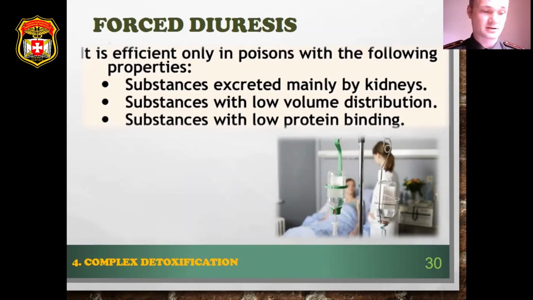Forced diuresis. It is a simple method for some poisons. It is a fact in increase with the manipulation of urine pH. It is efficient only in poisons with the following properties. As you see, substances excreted mainly by kidneys, then substances with low volume distribution, and substances with low protein binding. Types of forced diuresis: fluid diuresis and osmotic diuresis, using mannitol 10%.